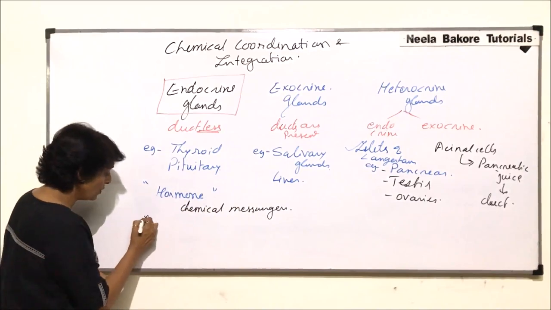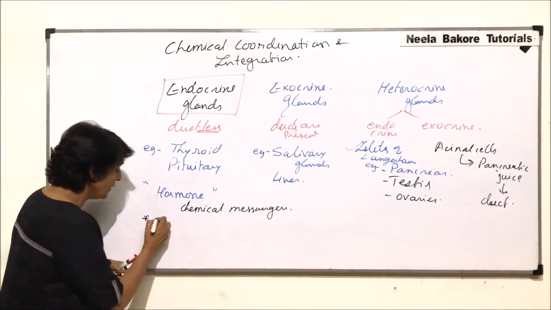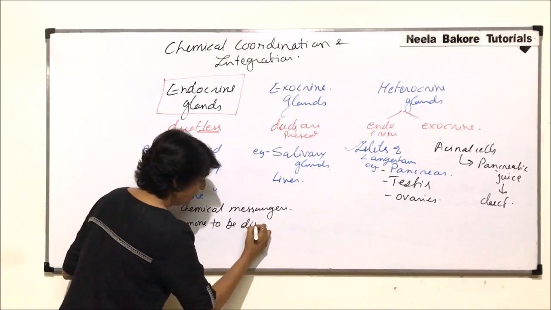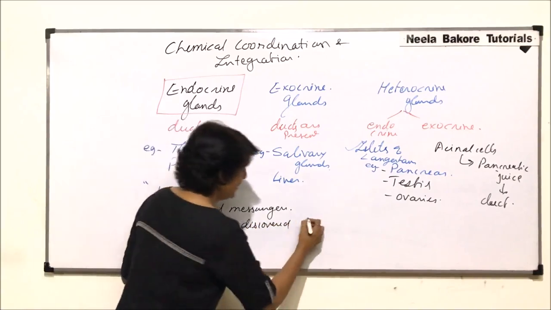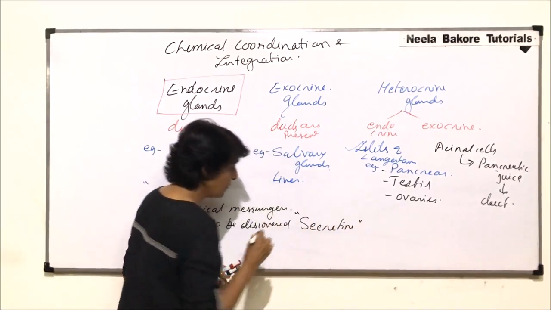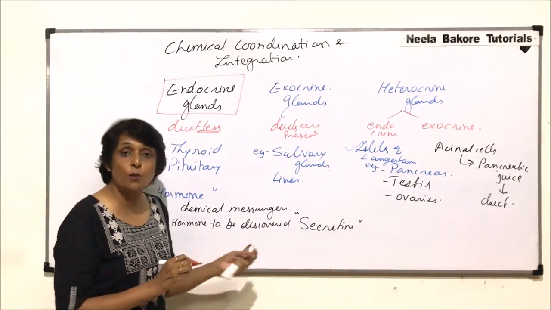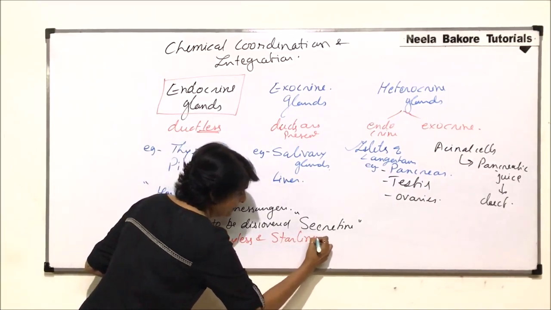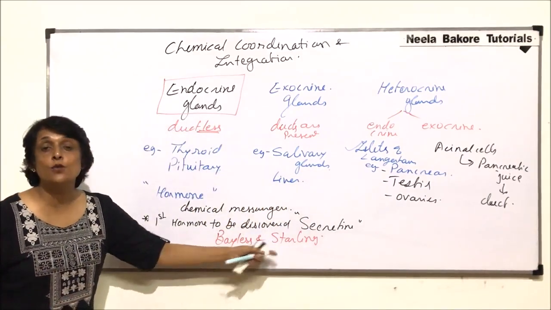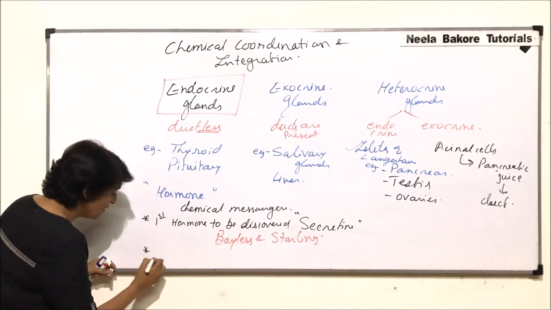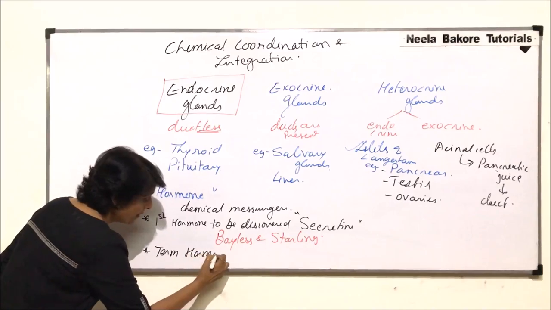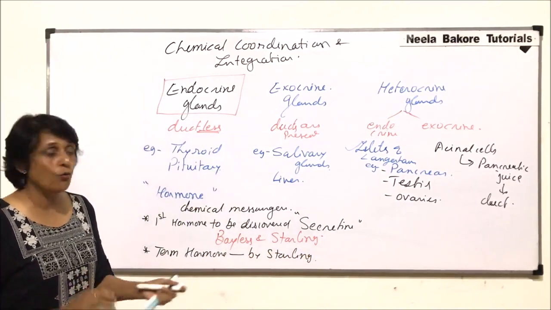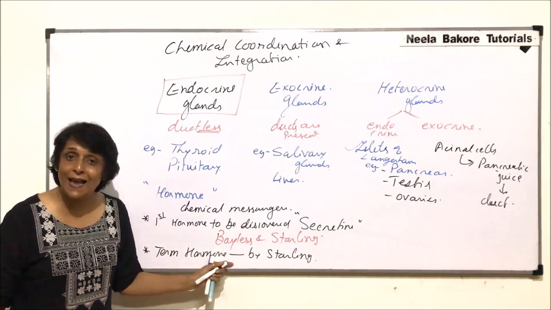Here we will talk about two scientists also and their contribution. The first hormone to be discovered was secretin. This is the first hormone which was discovered, and the scientists who discovered this hormone were Bayliss and Starling. And Starling was the same scientist who named these chemicals as hormone. So here we write that the term hormone was also given by Starling. So Starling was the one who was involved in the discovery of the hormone as well as in naming.